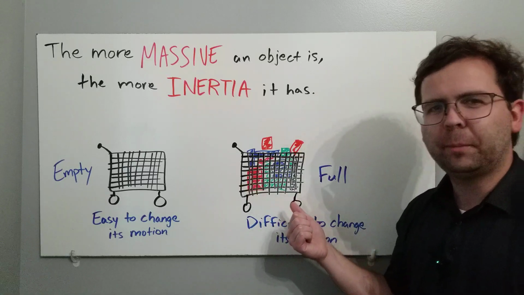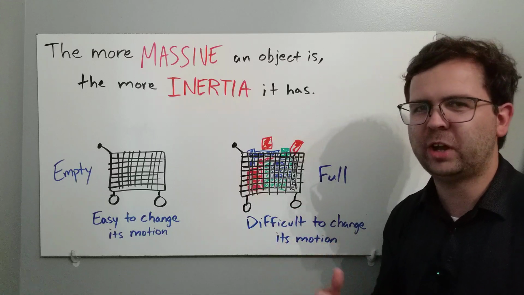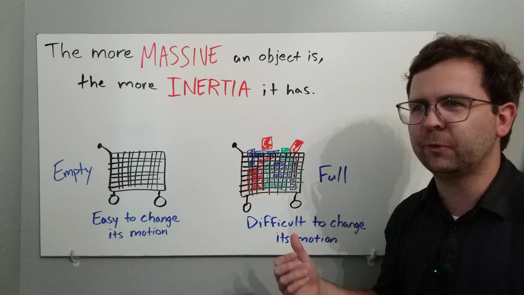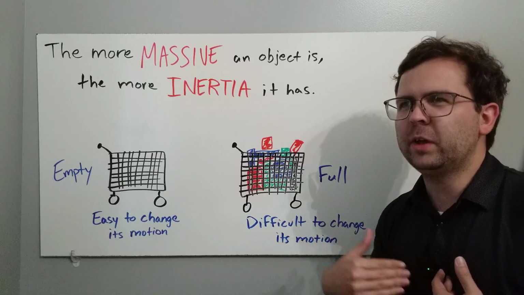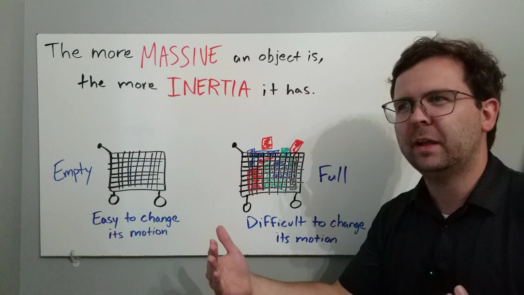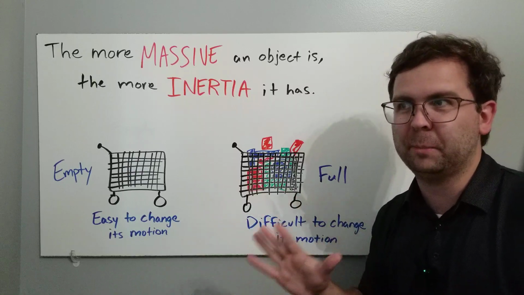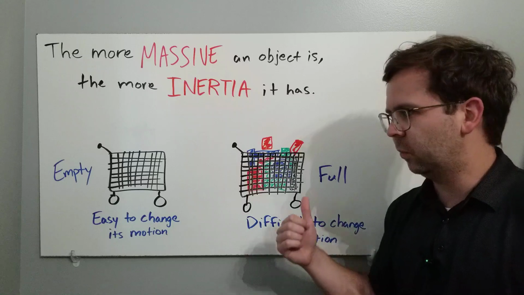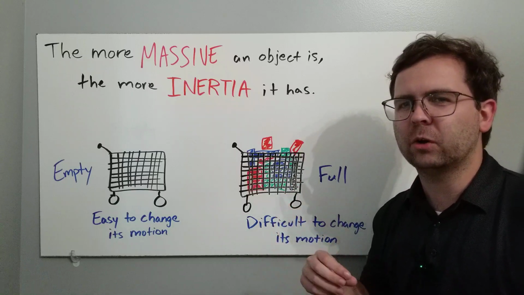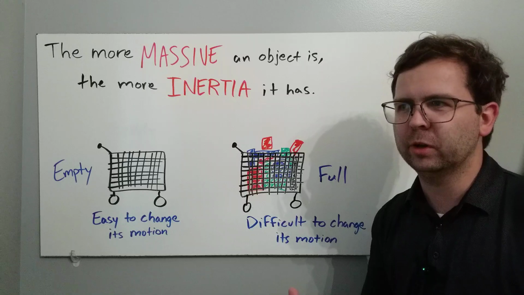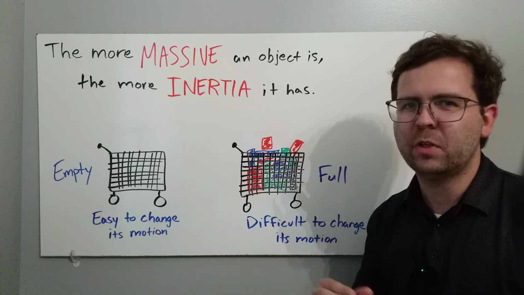On the other hand, if the shopping cart is full, it's pretty difficult to change its motion. Now, it's not necessarily difficult to get it going pretty fast, but once you get a shopping cart full of stuff going pretty fast, it's hard to stop it. It's hard to change it, right? So once it's more massive, once it's got more stuff packed into it, it's a lot harder to change its motion. So remember, inertia is this resistance to change in motion.